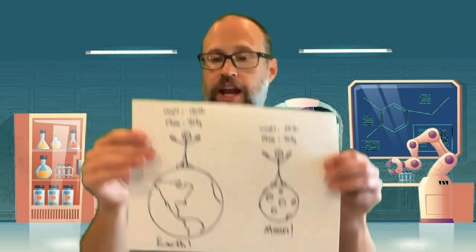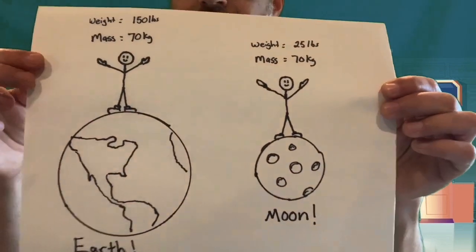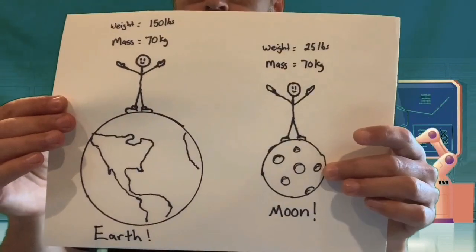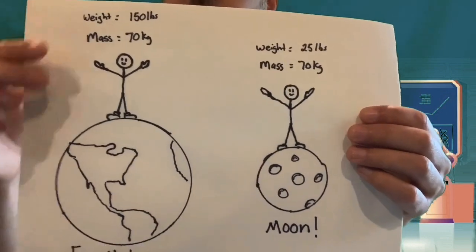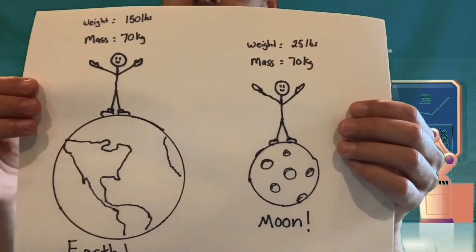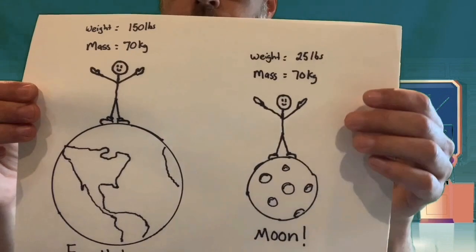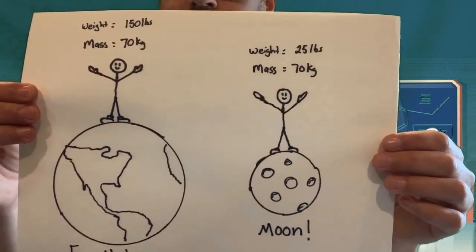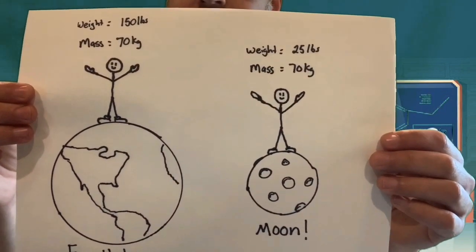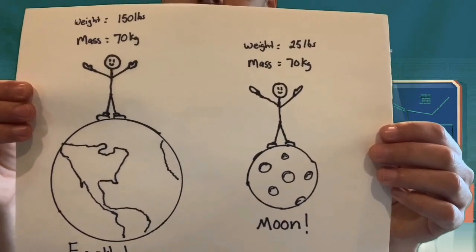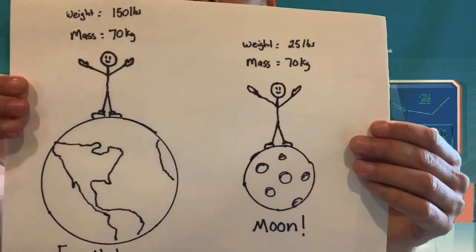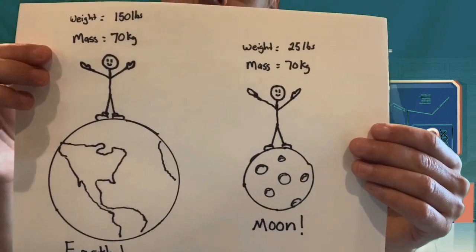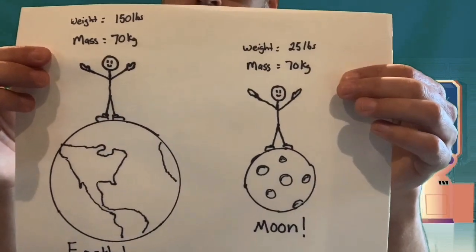Weight is determined by gravity. So, if we have the same person standing on the Earth or standing on the moon, their weight will change. This person may weigh 150 pounds on the Earth, but because there is less gravity on the moon they only weigh about 25 pounds. However, the mass is exactly the same because the mass isn't anything to do with gravity. It's just how much matter is in an object. So if the person's mass is 70 kilograms on the Earth, it is also 70 kilograms on the moon.